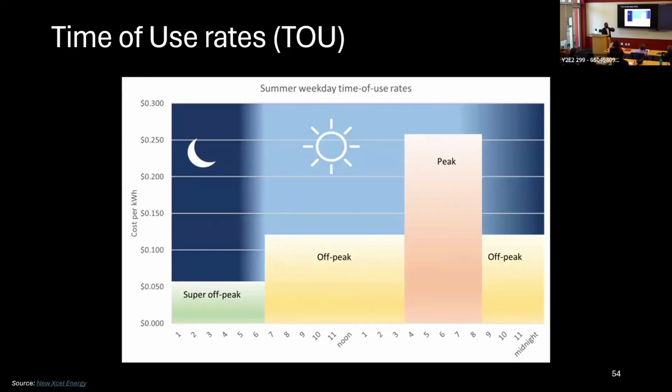So you can imagine when there's a lot of sunlight, energy is probably going to be cheaper. When there's less sunlight and there's more congestion, energy will be more expensive. So this is what time of use rate does. Now going to part 1, dynamic pricing.